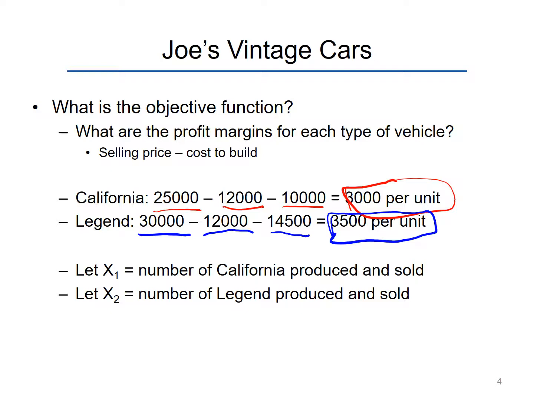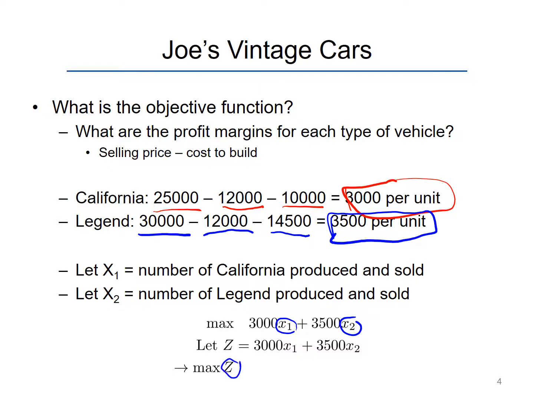Then our objective function is going to be the maximization of $3,000 per unit of California times x1, which is the number of California produced, plus $3,500 per unit for the Legend times the actual number of Legend produced and sold, x2. We could let this whole expression equal z, then essentially we're maximizing this value z. Okay, so Joe wants to know the best number, or the optimal value, for x1 and x2 such that it maximizes this value z.